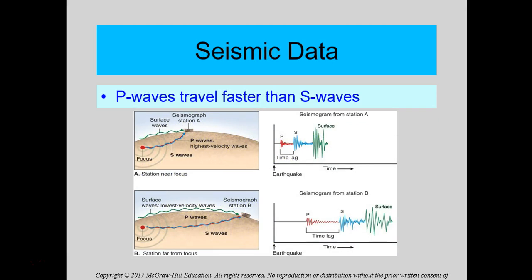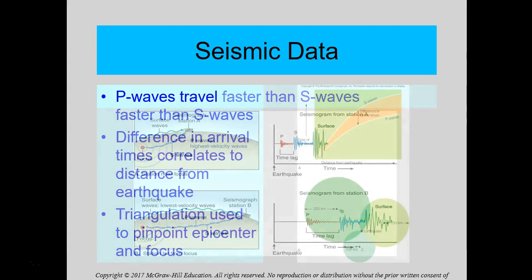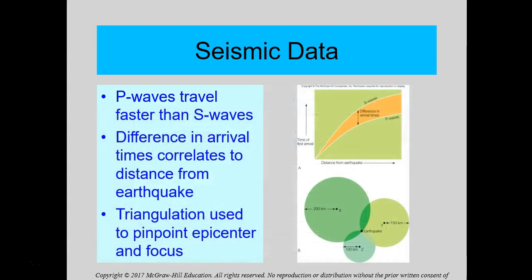Now again, we talked about in the last chapter how P waves can travel faster than S waves. That's why they're primary as opposed to secondary. And by using seismographs to measure the distance that these P waves and S waves travel, we can use triangulation to pinpoint where the earthquakes occur on the Earth, so that we can work backwards to figure out where the focus of the earthquake was once it's occurred.